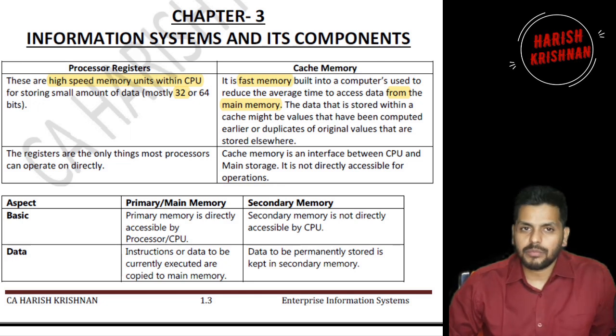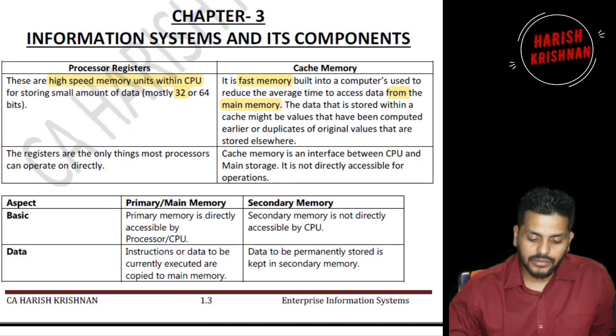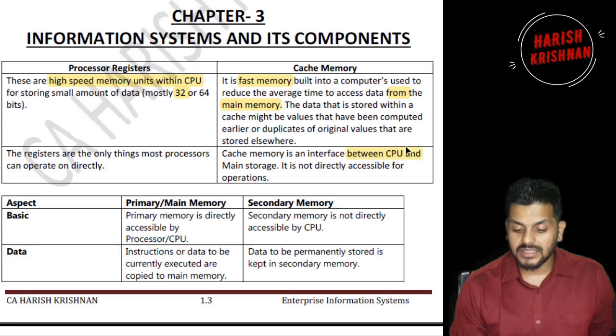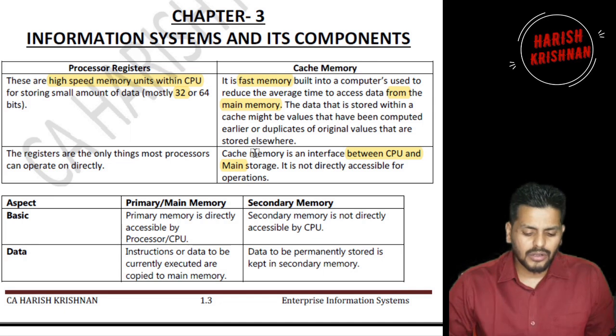And cache memory is more like a bridge. Underline the word interface. It's what? An interface between what and what? Between the CPU and main storage. It's not directly accessible for operations. And so these two paragraphs were there, but now they put it in the form of a table quickly to understand.